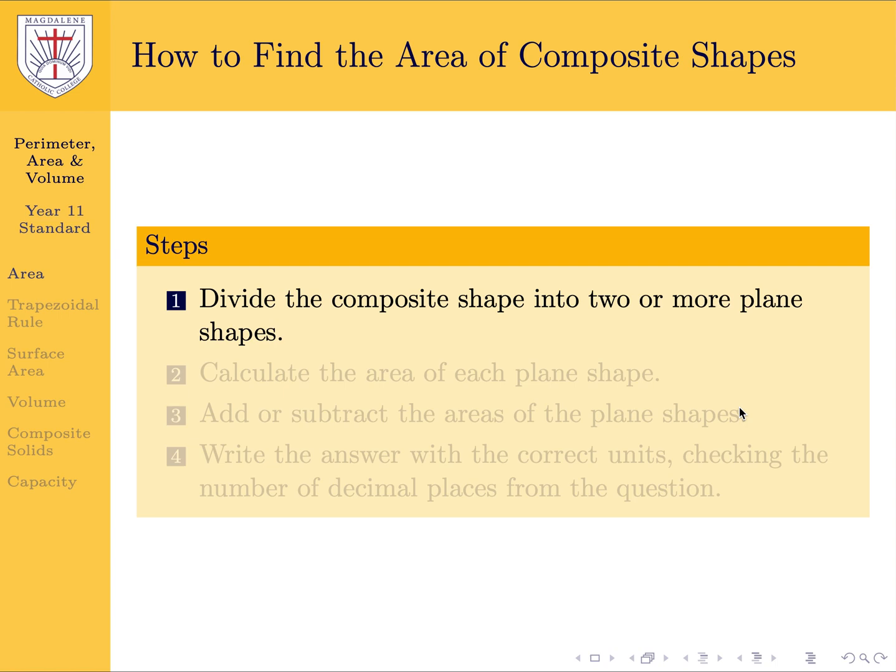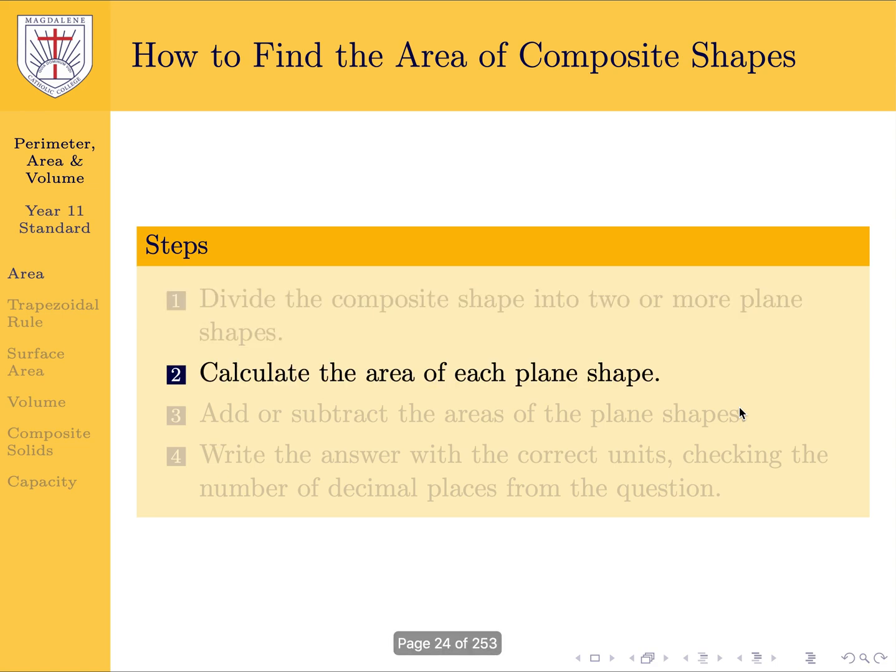To actually find the area of composite shapes, there are at least 4 steps that we need to go through. It will feel like more, but we'll just start off with 4. The first is to divide the composite shape into 2 or more plane shapes. So that's like circles, squares, rectangles, things that you know how to find the area of quite easily with one formula. Then you need to calculate that area.